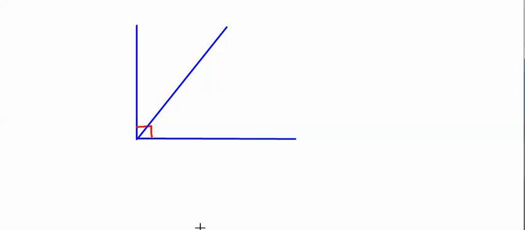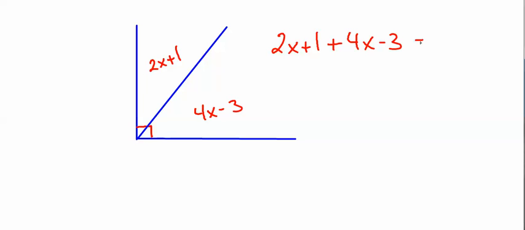If you get a question like 2x plus 1 and 4x minus 3, how could you solve for x? Katri? Very good. 2x plus 1 plus 4x minus 3 equals 90. Okay? Be sure you understand that. Those two angles added together equal 90. So add them together, make them equal to 90, and solve for x.